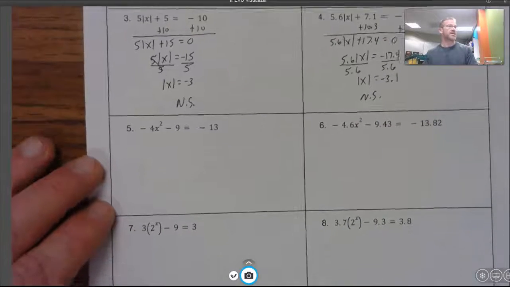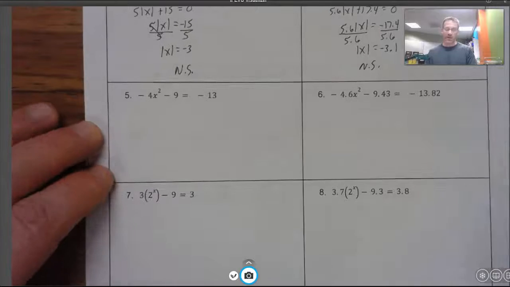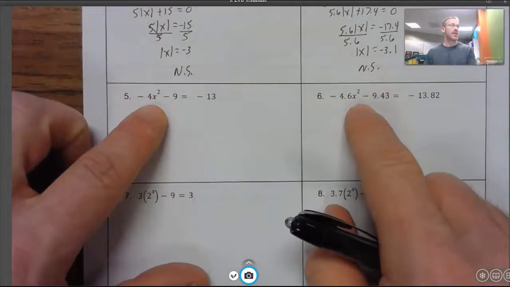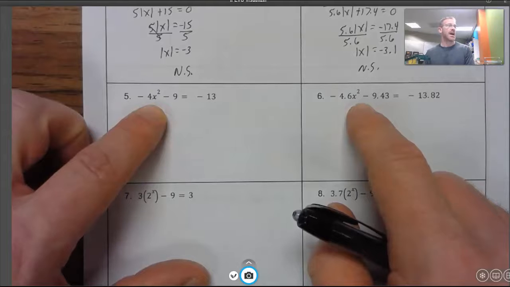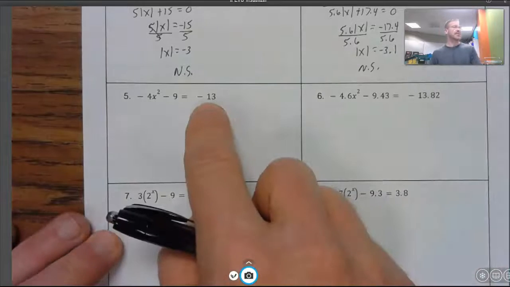So number 5 and 6 together here. Once again, we can see that both of these problems are quadratics, so I'm expecting 2 solutions. Now, I don't see any parentheses, so I don't have to worry about distributing. I don't see any combined like terms. So let's get it equal to 0. So once again, this is negative 13.